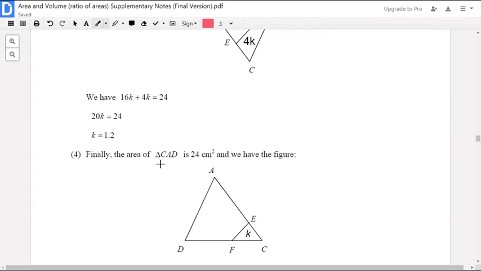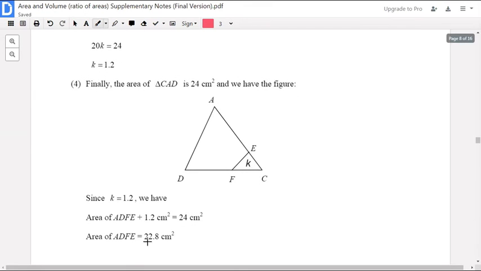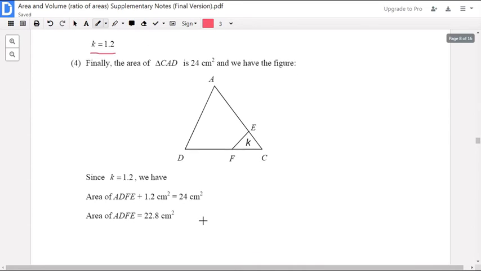Now, go back to the figure. CAD is a triangle. CAD must again be half of the area of the parallelogram, which is 24. And this small triangle, the area is K, so K is 1.2 by the previous part. The area of the region we want to find, ADFE, plus 1.2 will be 24, half of the parallelogram. And therefore, the area of ADFE must be 22.8. And we have solved the problem.